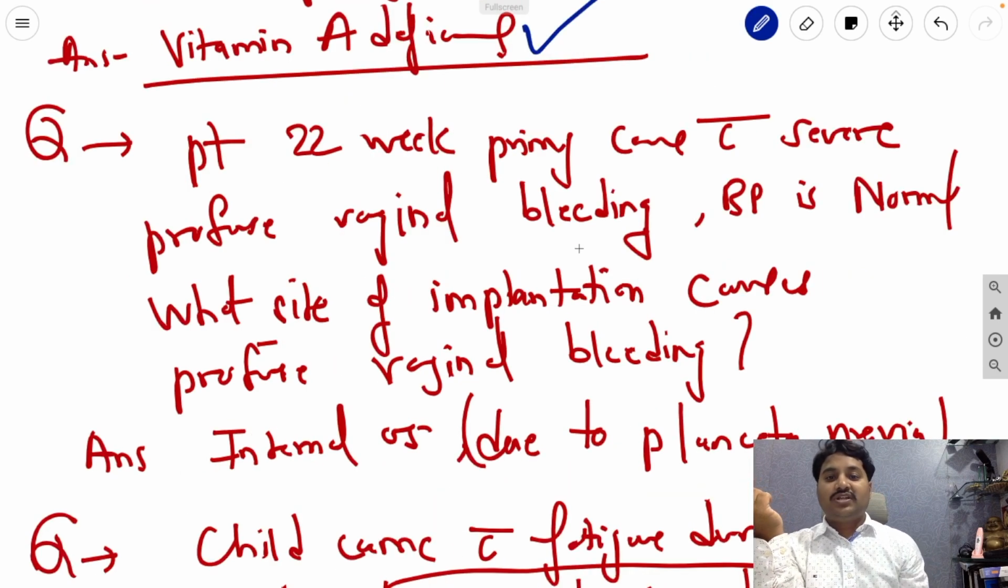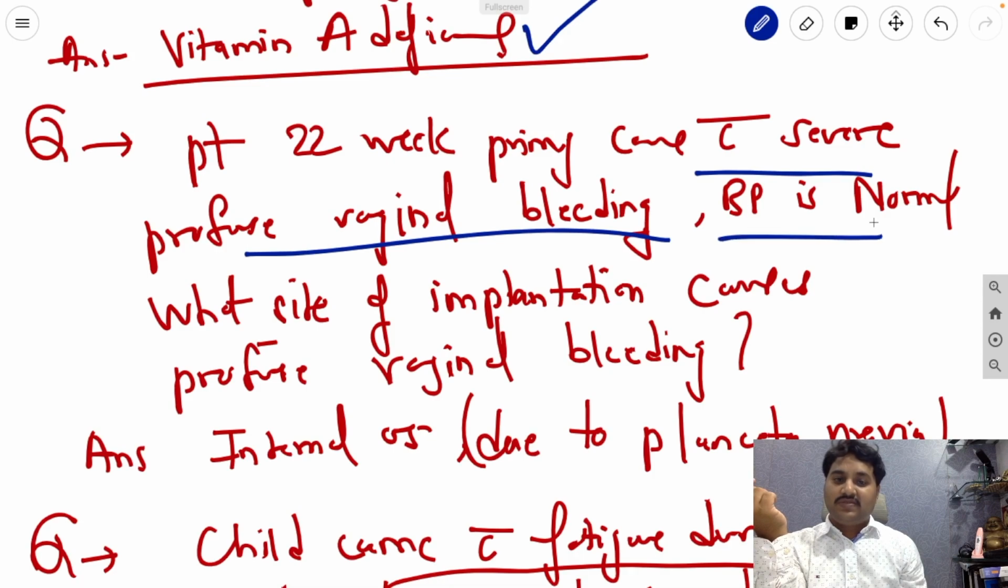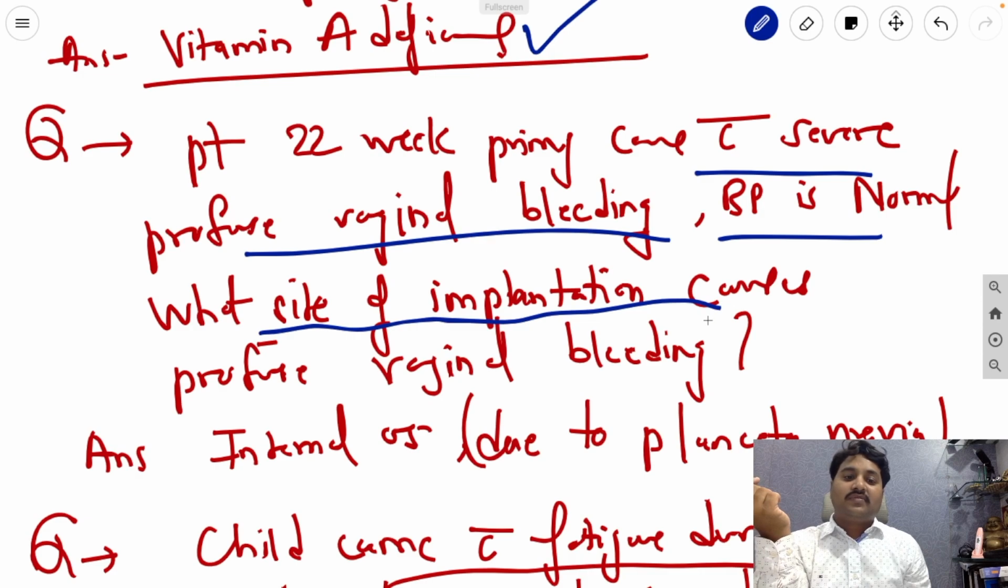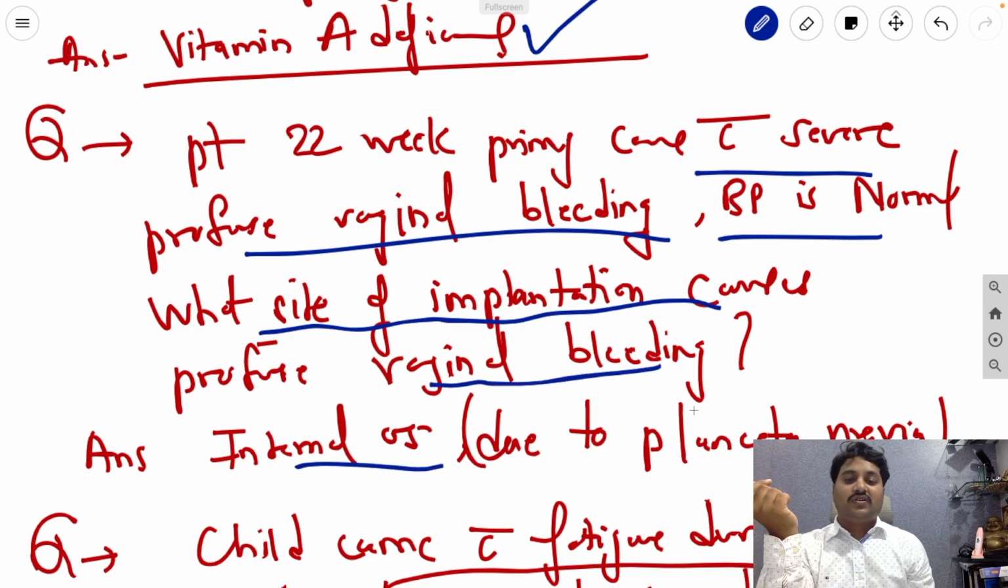Now the patient, who is 22 weeks pregnant, came with severe profuse vaginal bleeding, but BP is normal. What site of implantation caused the profuse vaginal bleeding? So the answer is internal os, which is due to placenta previa.